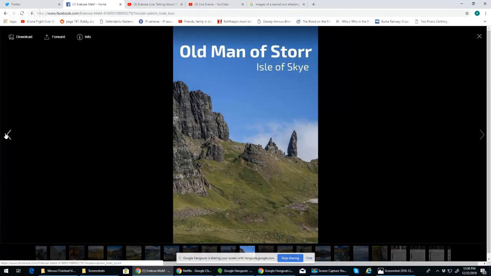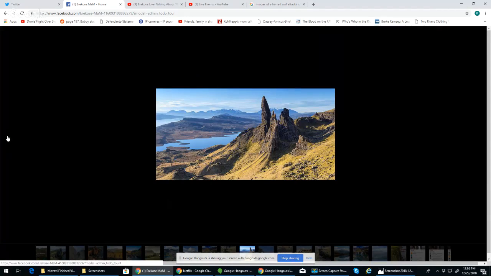The Old Man of Storr. Yeah, you have to get it from the correct angle, and you can see that it's like an old man lying down and the silhouette of his face. But I wasn't able to get any pictures to show exactly why it's called the Old Man of Storr. But a very beautiful rock. That's another angle of the Old Man of Storr.